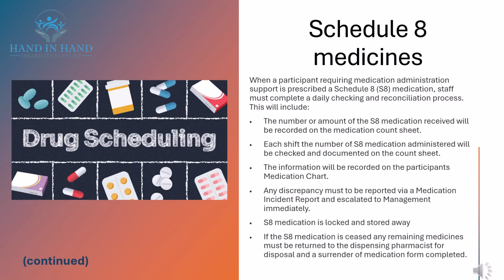Any discrepancy must be reported via a medication incident report and escalated to management immediately. S8 medication is locked and stored away. If the S8 medication is ceased, any remaining medicines must be returned to the dispensing pharmacist for disposal and a surrender of medication form completed.